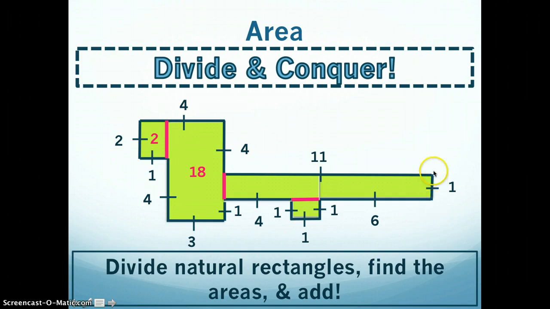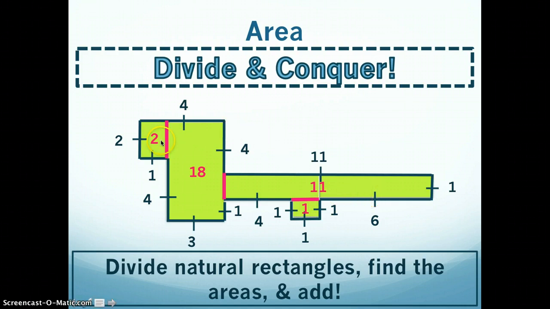All right, so we have a length of 11. We have a width of 1. 11 times 1 gives us an area of 11 for this long rectangle. And on the bottom, we have a length of 1 times a width of 1. We have an area of 1. Now you're almost done. Not yet, but we're almost there.